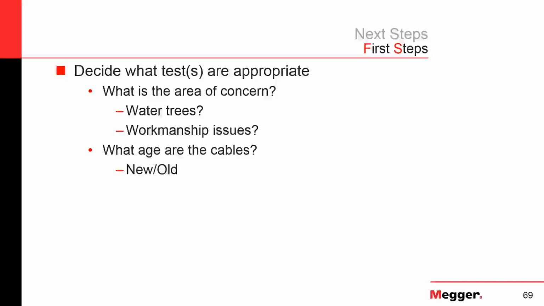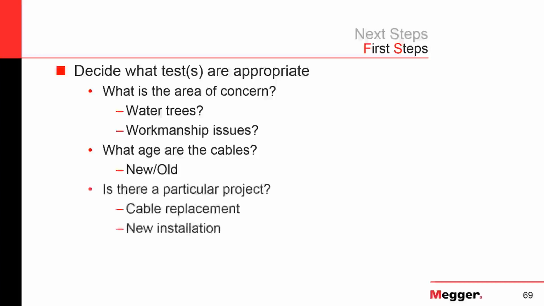Next, we have to decide what age the cables are, and this may factor into the area of concern as well. But new cables don't have any aging condition on them. They're new by definition, so we're not really looking for distributed water trees. So there's no need to do tan delta testing, for example. So the age of the cables will affect the types of tests we want to do as well.